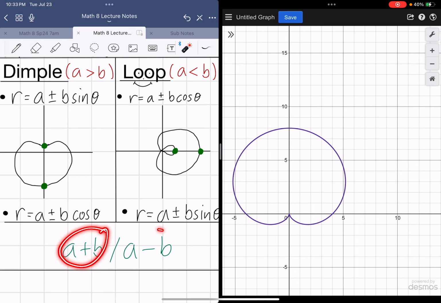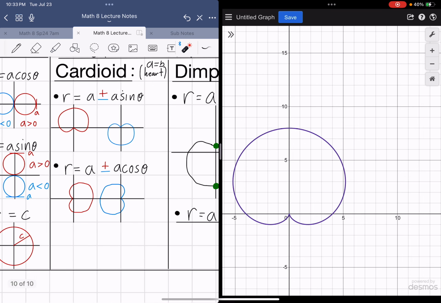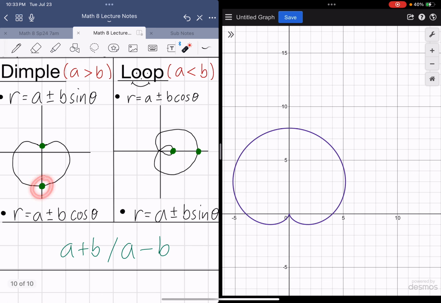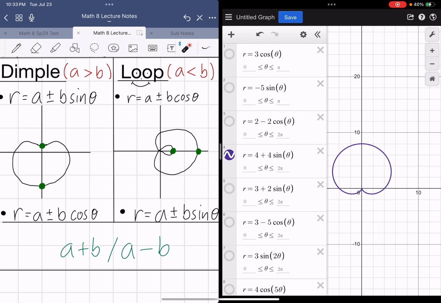And I put a plus b and a minus b because just like the cardioid, when I added these two numbers together, it gave me how far the point in that direction is. And same thing. So these points are determined by doing the sum of that constant and coefficient, and then taking their difference gives you those smaller distances from your main axis. And I have a couple examples of those. So right here I have a sine one and a cosine one.